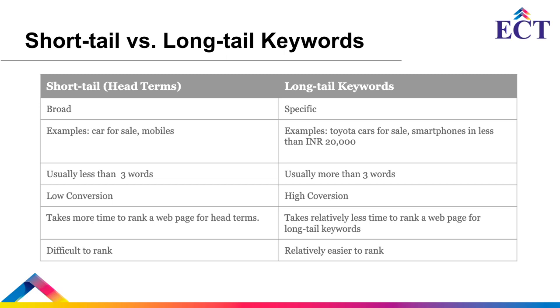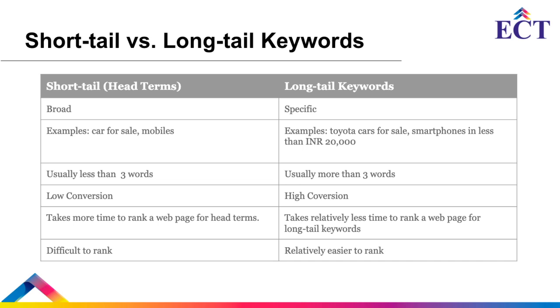They have a very high conversion rate because if somebody is searching for a long tail keyword, it means they are precisely looking to do something. They have certain objectives which they want to meet, right? And it takes relatively less time to rank a web page for long tail keywords because they have low competition, low search volume, and are quite easy to rank.